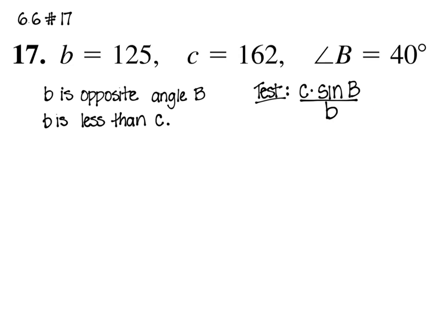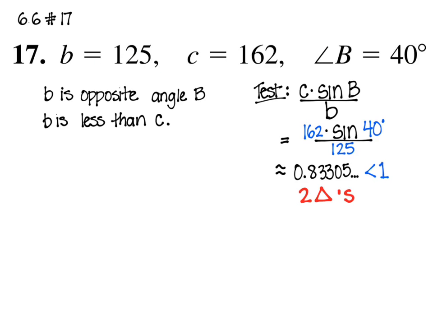So I put in the numbers, the 162 and the 40 degrees and the 125, into my calculator, making sure it's in degree mode. I find out that I get a number that is less than 1, which means we're going to have two triangles. So I set this up to find triangle 1.